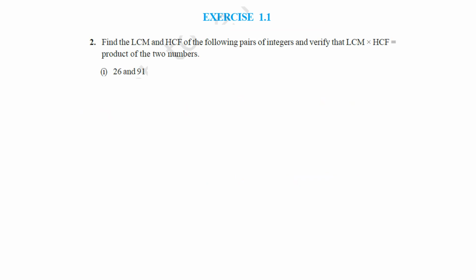Let's look at the first question. Suppose you have two numbers, 26 and 91. Find the LCM and HCF of the following pairs of integers and verify that LCM times HCF is equal to the product of the two numbers. We're going to do it the prime factorization way. Let's start with 26. 26 is 2 times 13 and 91 is 7 times 13. So we expressed it as a product of primes.